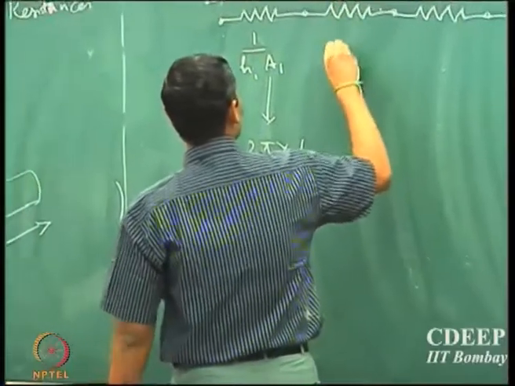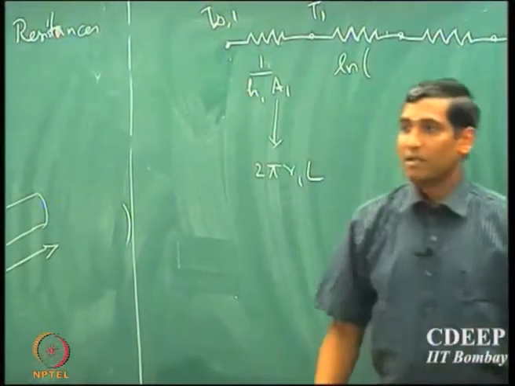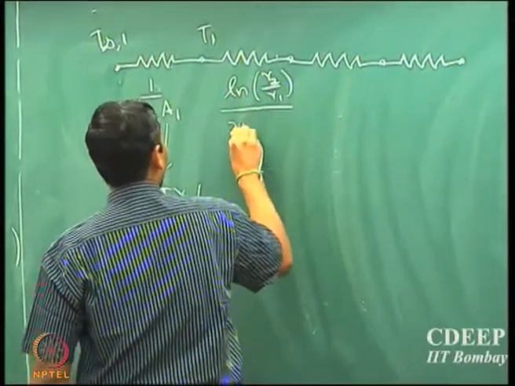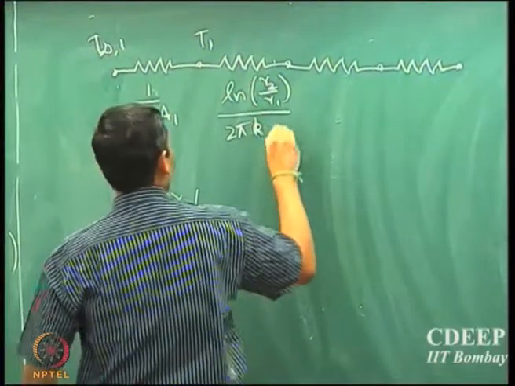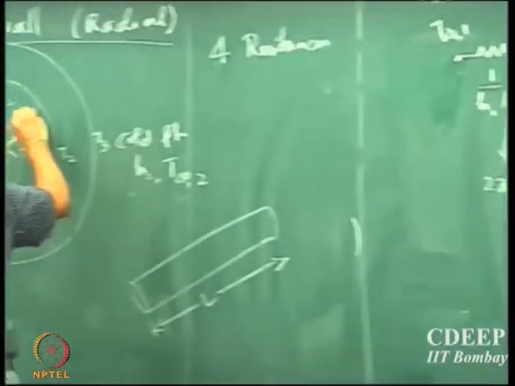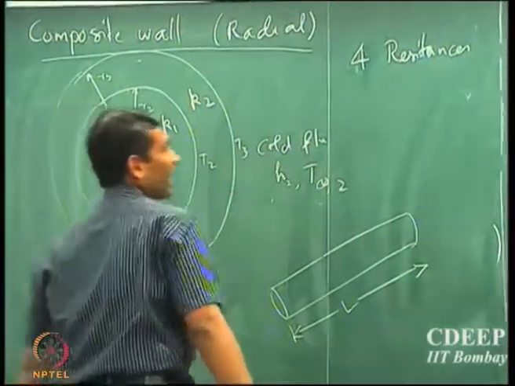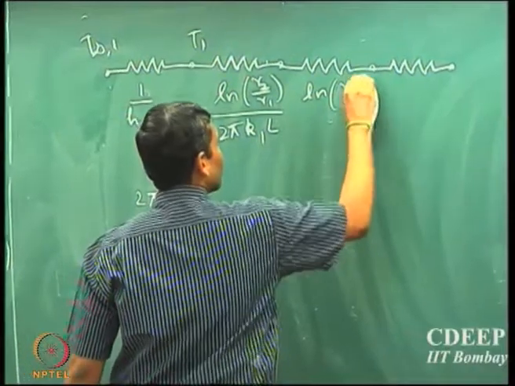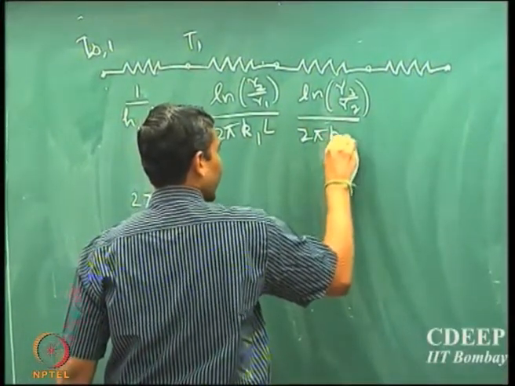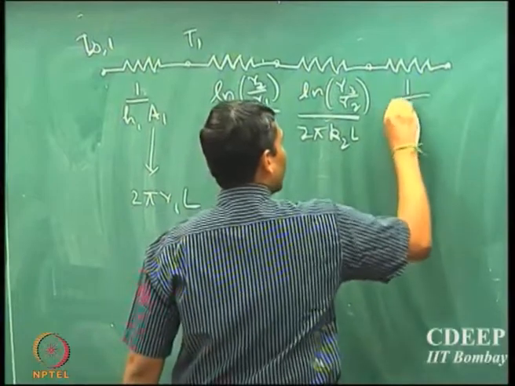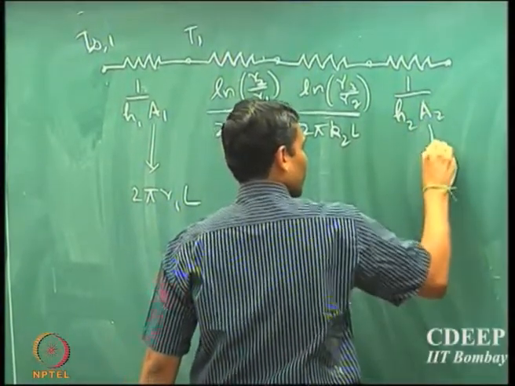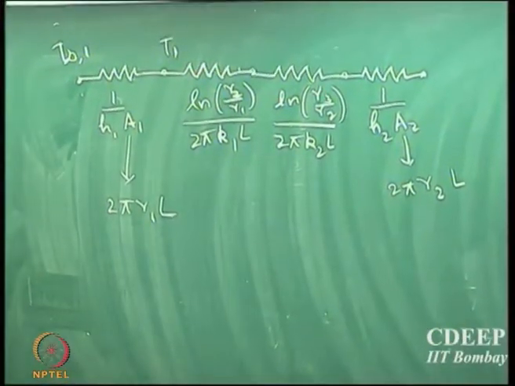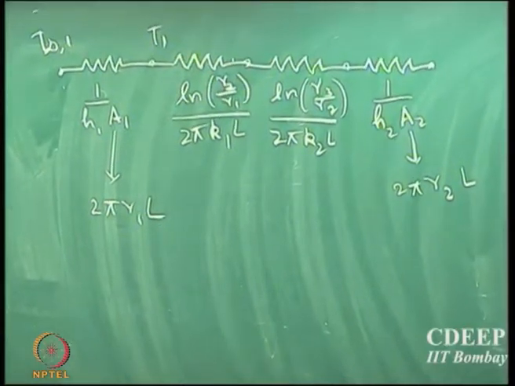Okay. What about the resistance here? It's ln R2 by R1 divided by 2 pi K1. If I call K1 the thermal conductivity here, and K2 the thermal conductivity there, it is ln R3 by R2 divided by 2 pi K2 into L, and this will be 1 by H2 into A2. So, this is 2 pi R3 into L. Okay. So, that is the heat transport area. Is that clear to everyone?